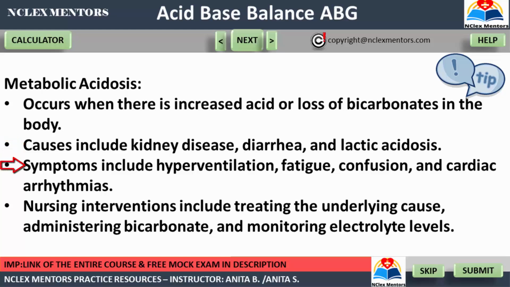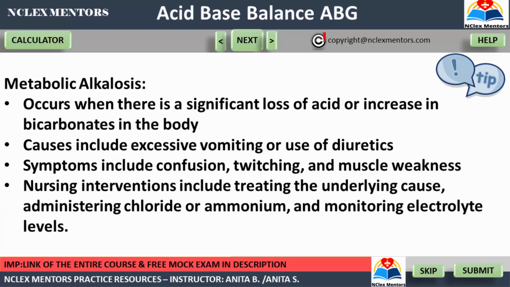Patients with metabolic acidosis may exhibit symptoms such as hyperventilation, fatigue, confusion, and cardiac arrhythmias. Nursing interventions for managing metabolic acidosis involve treating the underlying cause, administering bicarbonate, and monitoring electrolyte levels to ensure proper balance and function within the body.